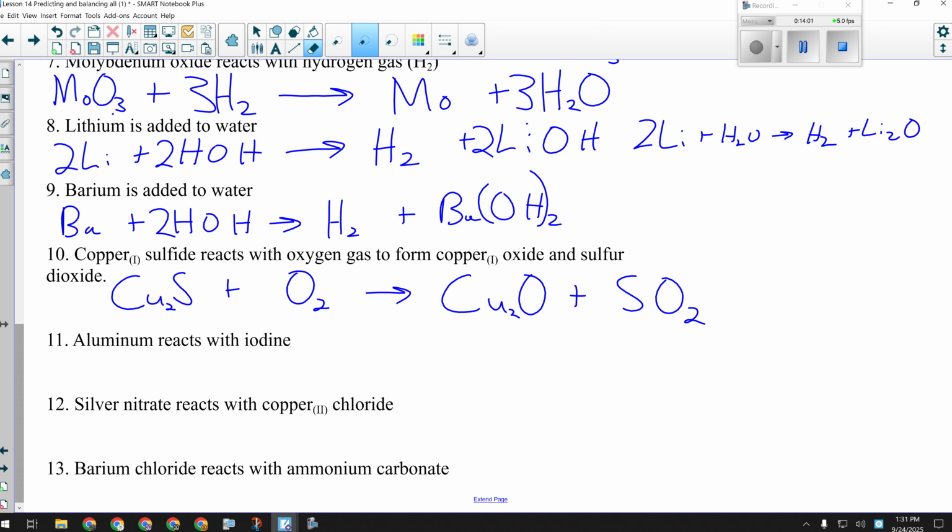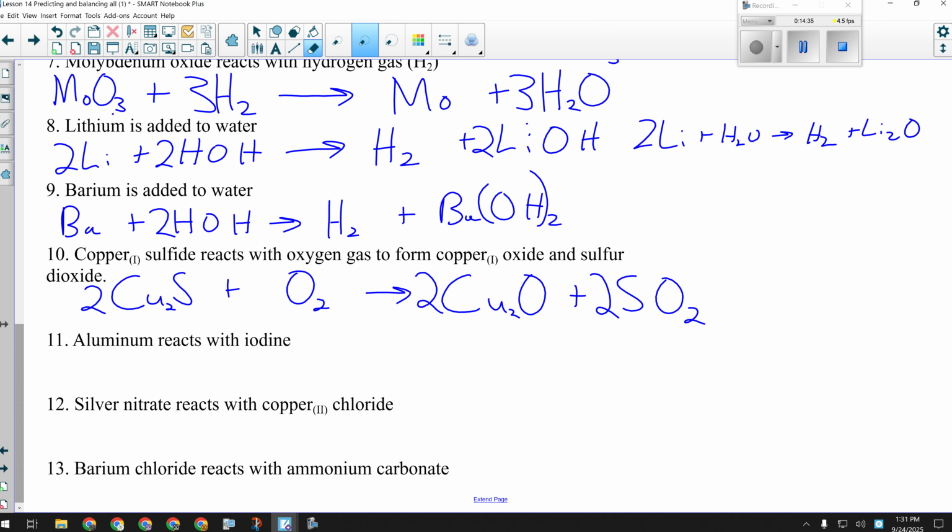So right now, copper's balanced, sulfur's balanced, but oxygen is not. There are 2 oxygens on the reactant side, and there are 3 on the product side. I've got an odd number. How do I get rid of an odd number? Double it. So I'm going to put a 2 there. Now that's going to mess up a bunch of other things that were already balanced, but that's okay. We can go back and fix those. I've got now 4 copper, so I just put a 2 there. It also gives me 2 sulfides, so I'm going to have to put a 2 there.